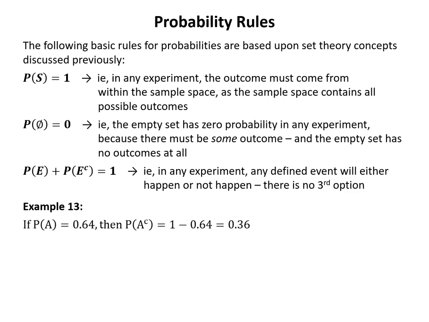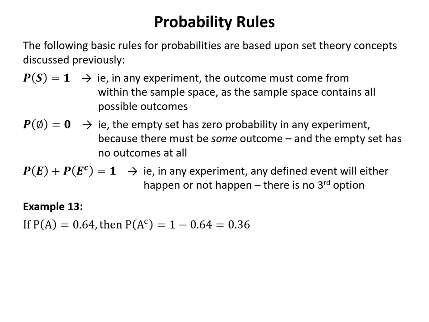The following basic rules for probabilities are based upon set theory concepts discussed previously. First is that the probability of the sample space occurring is equal to 1. In other words, in any experiment, the outcome must come from within the sample space, since the sample space contains all possible outcomes. On the other extreme, we have the probability of the empty set equals 0. In other words, since the empty set has no outcomes at all, it's impossible, so it must have a probability of 0.